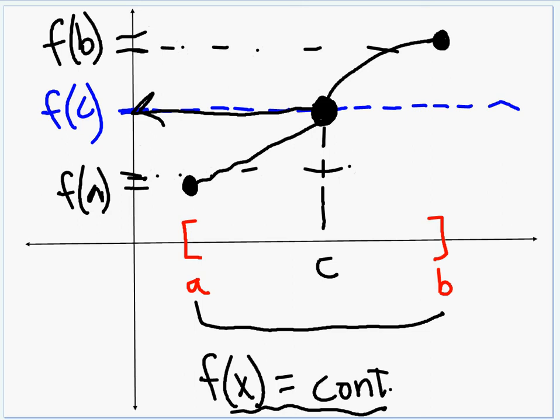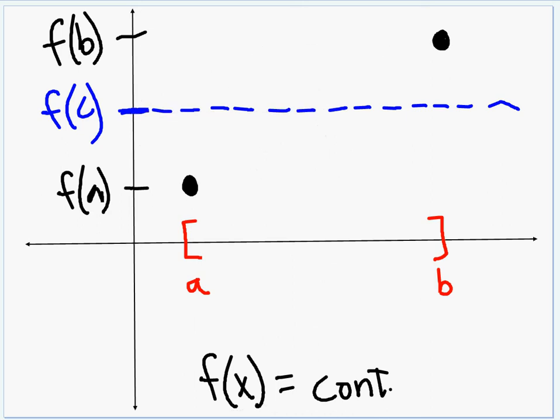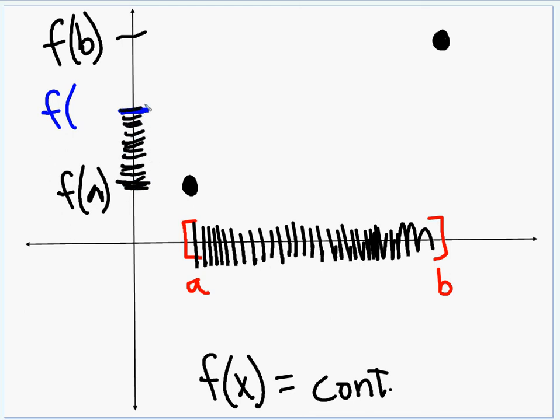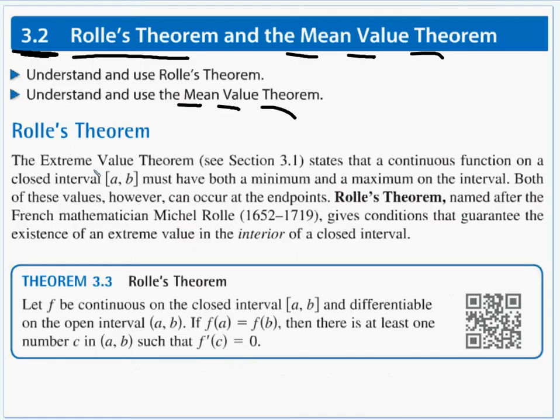So the big idea is, because the function is continuous and our interval is closed, as we achieve every input between a and b, and there's infinitely many of them, we are going to achieve every output between f of a and f of b, if not more. We're at least guaranteed every value between f of a and f of b. And that's kind of a good intro here to Rolle's theorem.